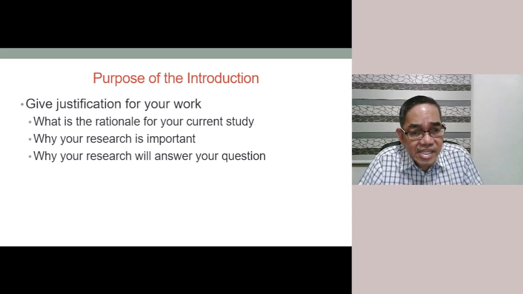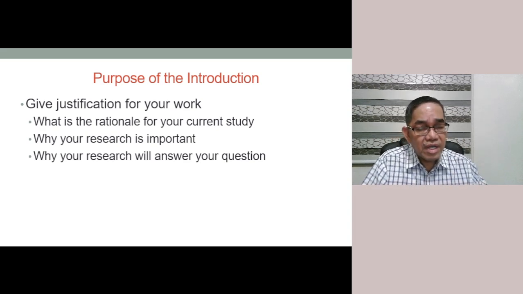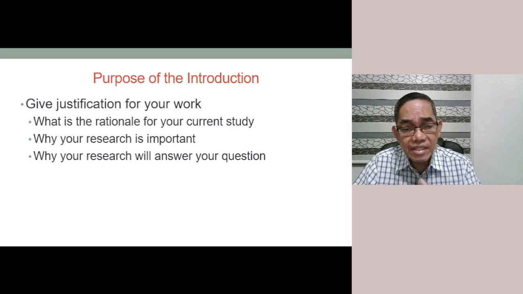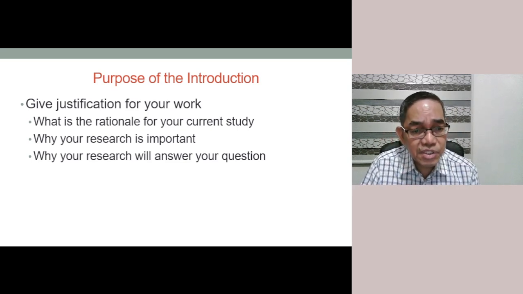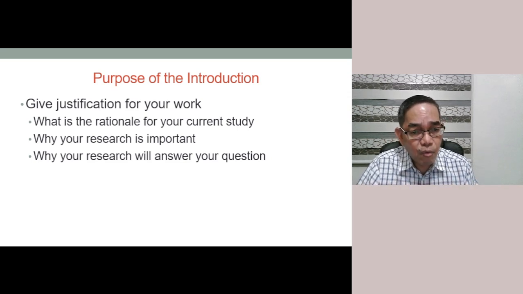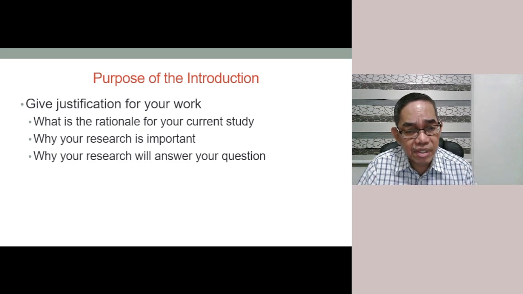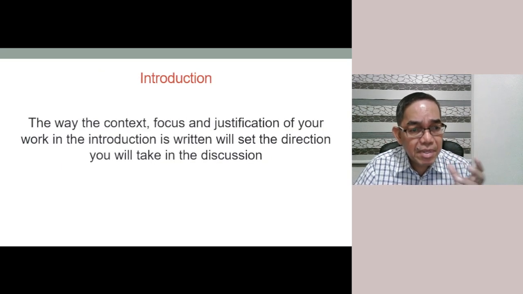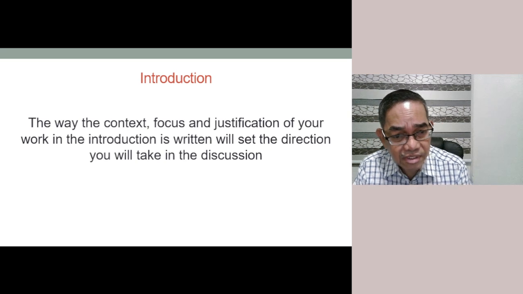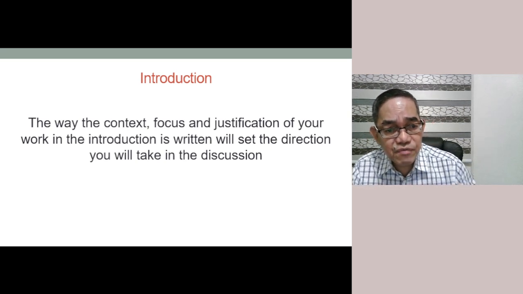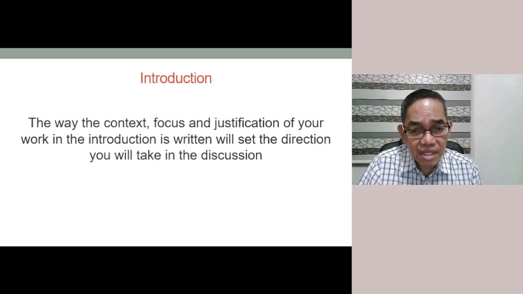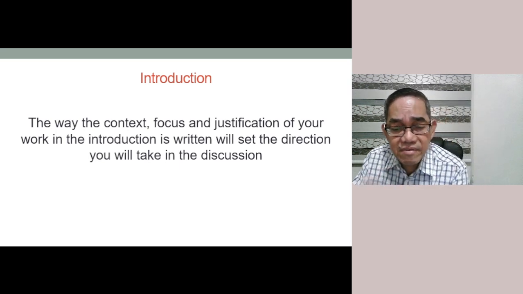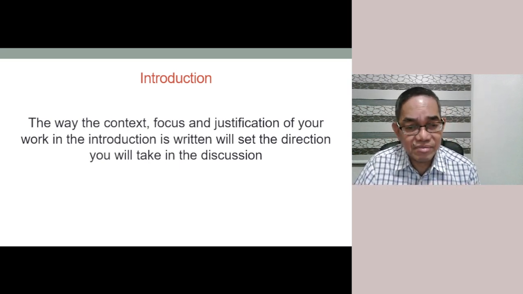And lastly, giving justification for your work. You need to tell us what the rationale of your current study is, why you did the study, why your research is important, and why your research will answer your question. So it also will talk of the significance of your paper. Because the way the context, the focus, and the justification of your work in the introduction is written will actually set the direction that you will take when you finally write your discussion later on.